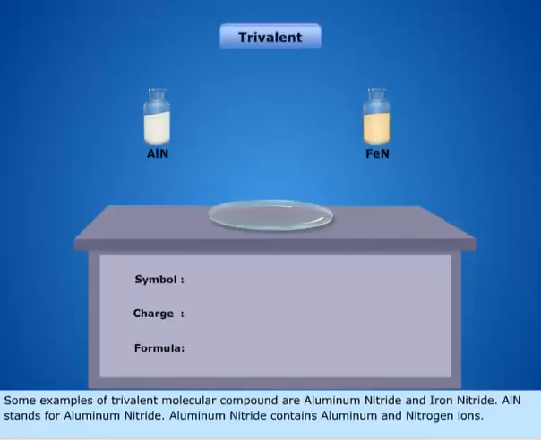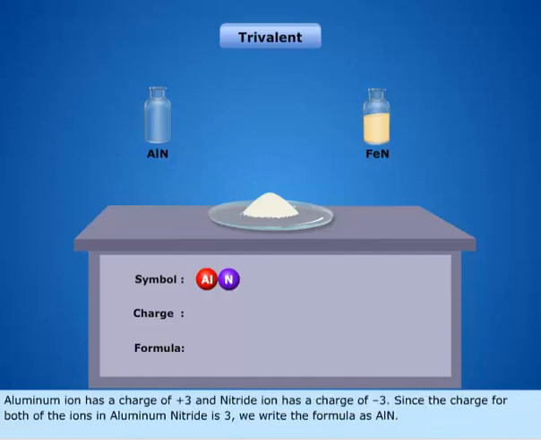Some examples of trivalent molecular compounds are aluminum nitride and iron nitride. AlN stands for aluminum nitride. Aluminum nitride contains aluminum and nitrogen ions. Aluminum ion has a charge of +3, and nitride ion has a charge of -3. Since the charge for both of the ions in aluminum nitride is 3, we write the formula as AlN.